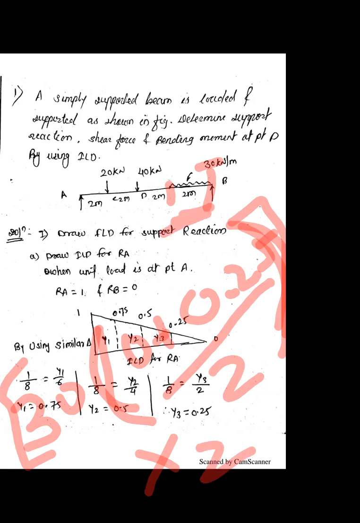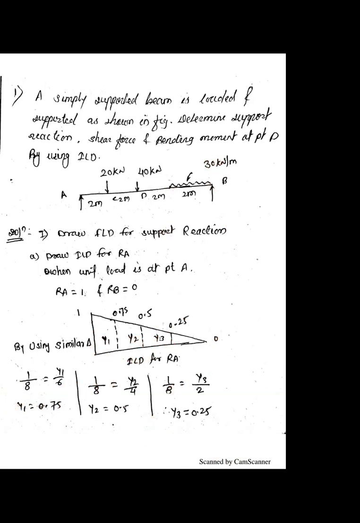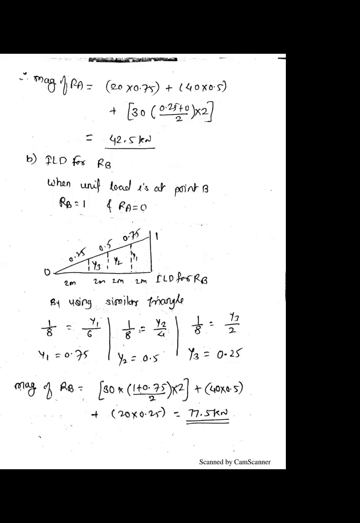So length is 2. Okay, see here: 30 intensity of UDL, 0.25 plus 0 divided by 2, average of two coordinates, starting point of UDL and end point of UDL, and the whole multiplied by length of UDL. This is 2. Okay, now after solving this equation, we get 42.5. We get RE.